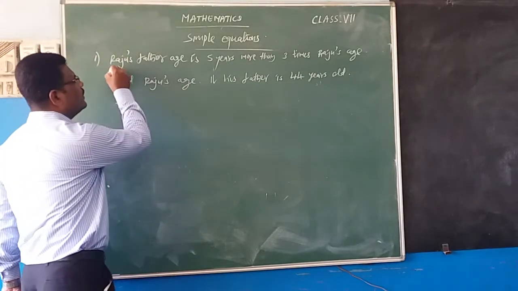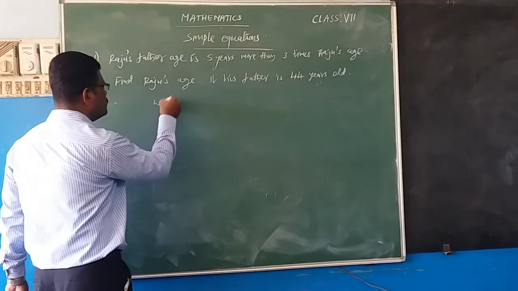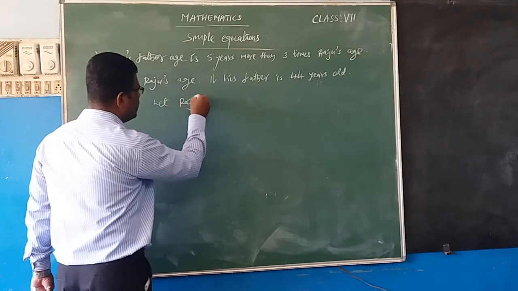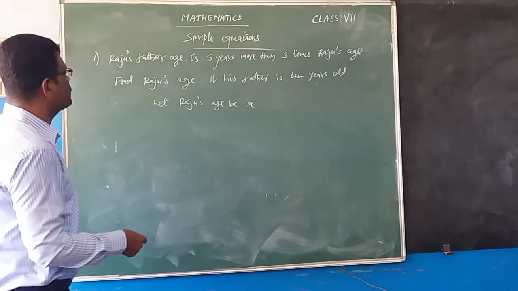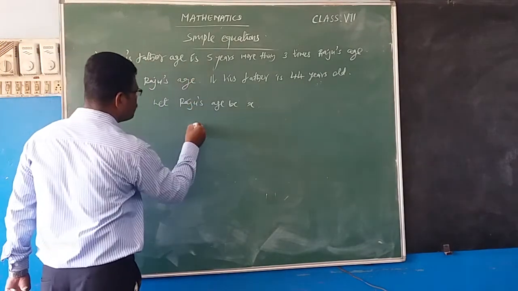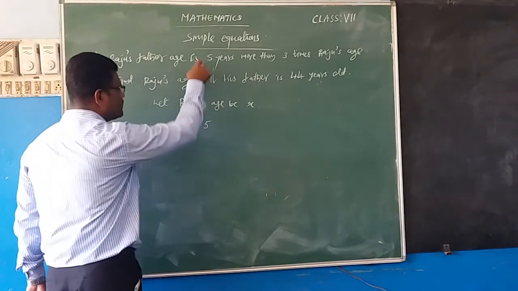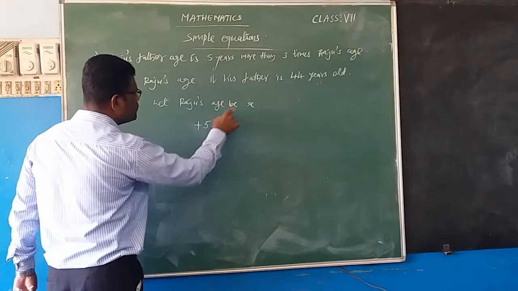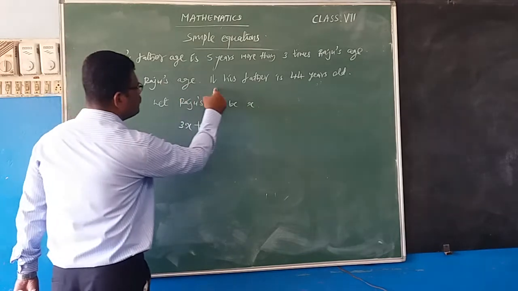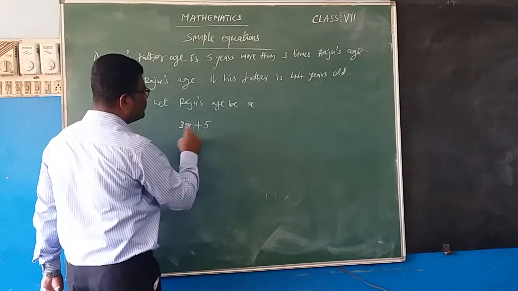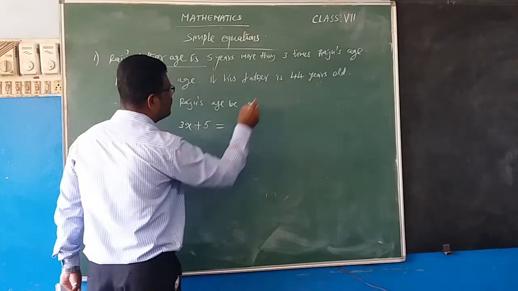What is the question? Raju's father's age is 5 years more than 3 times Raju's age. Let Raju's age be x. Now according to the statement, Raju's father's age is 5 more, so plus 5. More means plus 5, less means minus 5. 3 times Raju's age is 3x. Find Raju's age if his father's age is 44, because Raju's father's age is 5 years more than 3 times Raju's age.